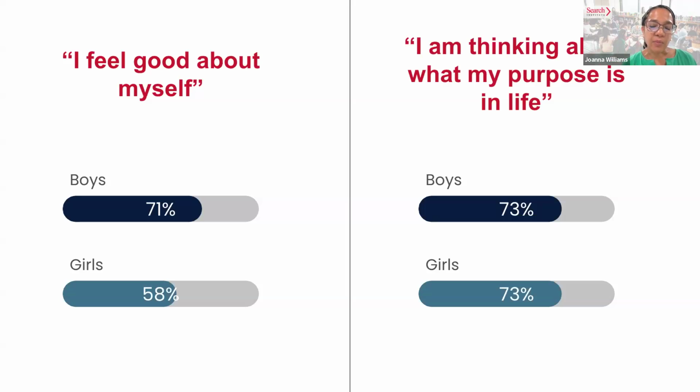When we look at another item in positive identity, I'm thinking about what my purpose is in life, we actually see very similar reports from male and female identifying young people. 73% say they very often or almost always think about their purpose in life. So there's not as much of a difference. We might not focus on gender-based comparisons, but we could still unpack the data. That's what we would do from a research perspective, working with the data.